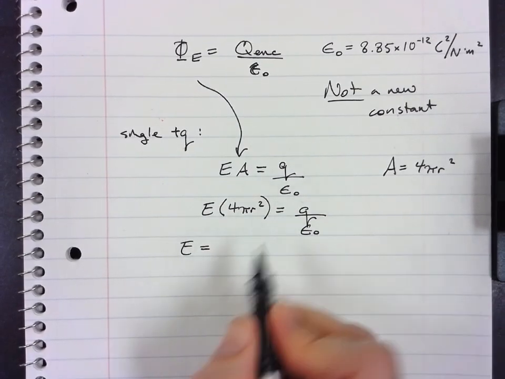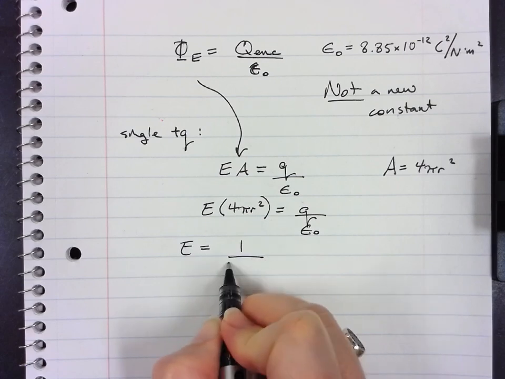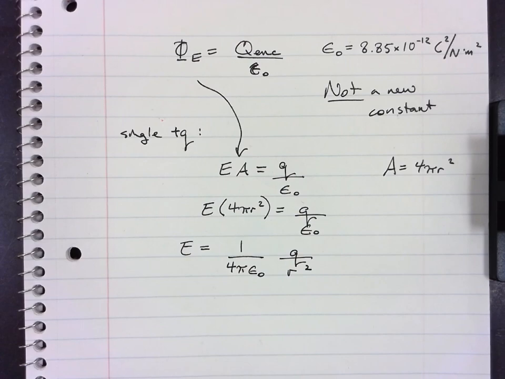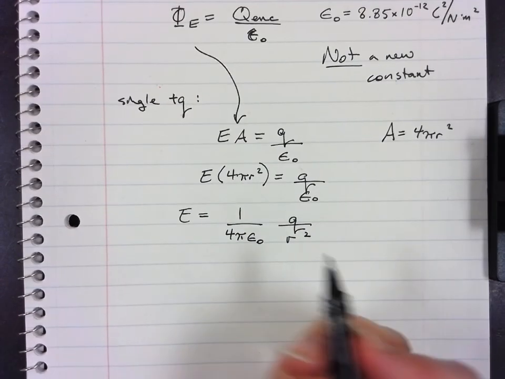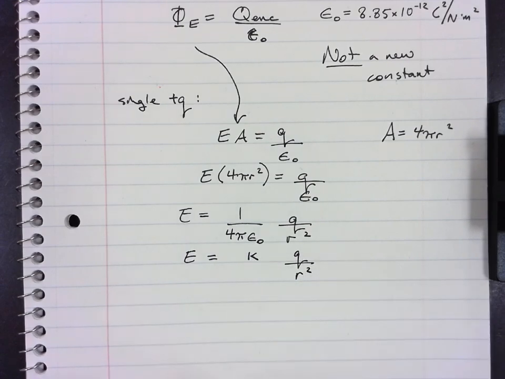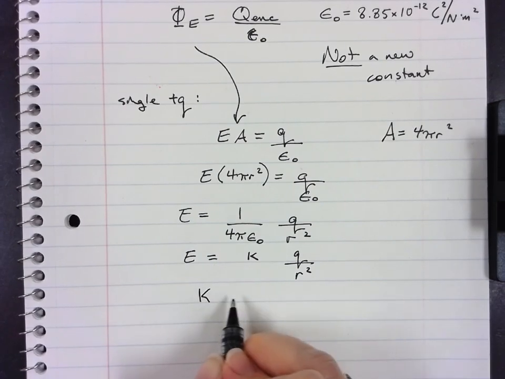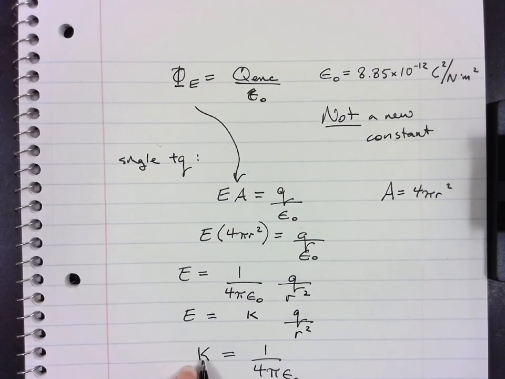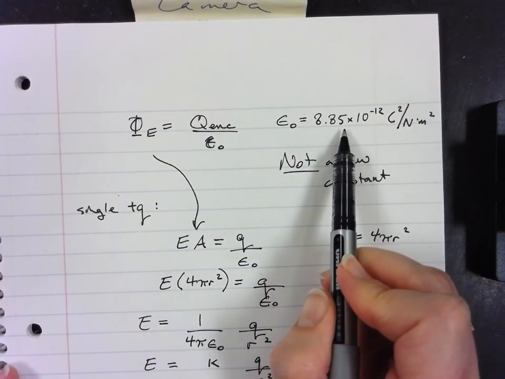So E equals, and I'm just going to do them in a different order, I'm going to put all the constants in the front: 1 over 4 pi epsilon naught, Q over r squared. Well, you already know the equation for the electric field of a point charge. It's KQ over r squared. So this has to be equal to this. So K, Coulomb's constant, is equal to 1 over 4 pi epsilon naught. And if you take 9 times 10 to the 9th and rearrange this to solve for epsilon naught with pi, you do get this value of epsilon naught.